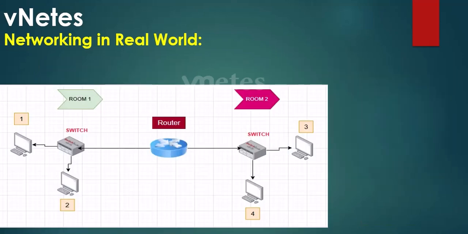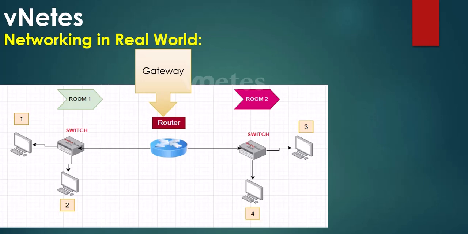So in this example, you have two rooms. Each room has its own network. For example, a switch and two computers connected to each other. So now you want to establish a connection. How can you do that? You need a gateway. Now consider this router as a gateway. Okay, it acts as a gateway.